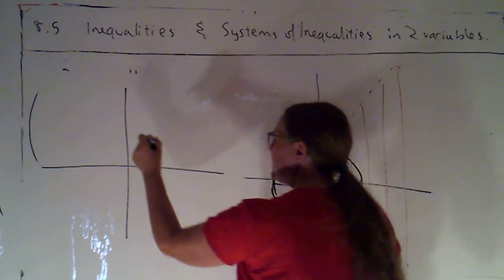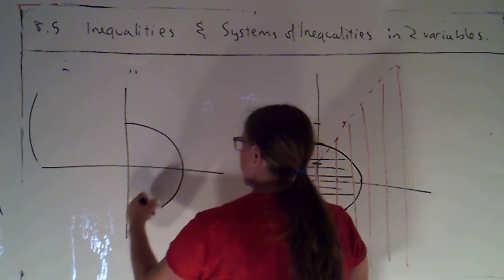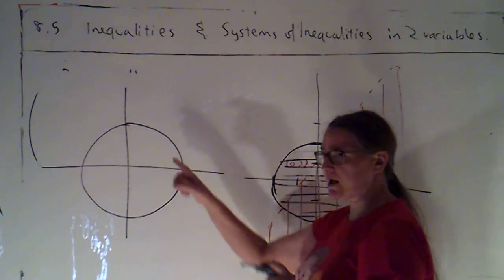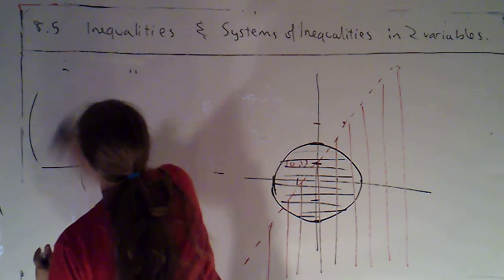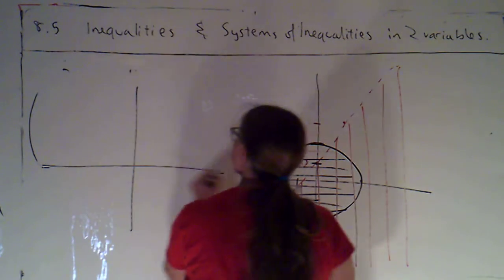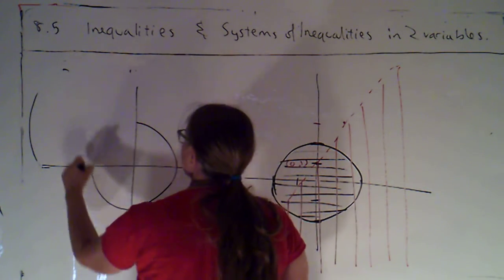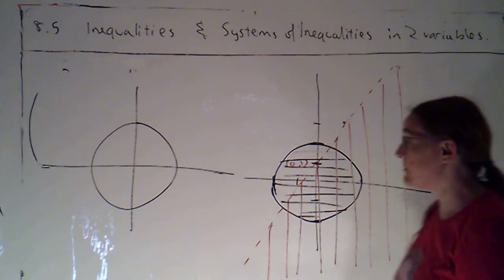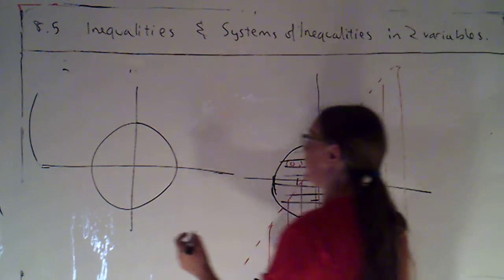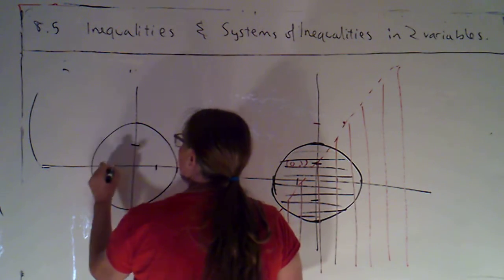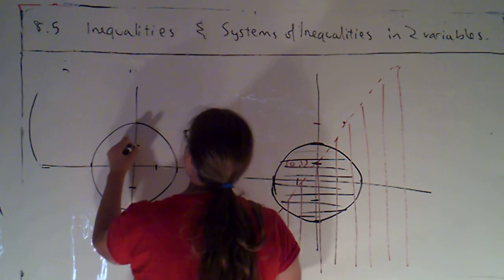Okay. So I'm going to start by drawing the circle. I'm going to have to adjust this in a moment, though. Well, first of all, I should probably make it round. Okay, I'm going to start by drawing the circle. I'm going to have to adjust it in a moment, though, because this portion of the circle is not included in my solution set. Then I've also got this line.